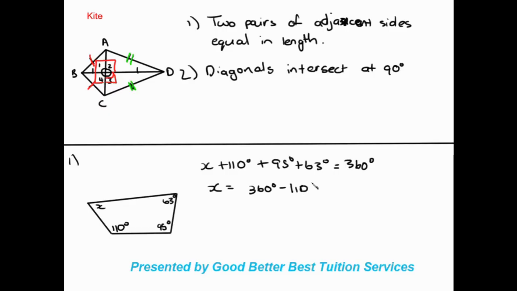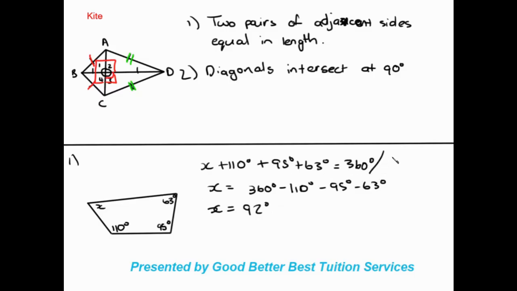Minus 110 degrees, minus 95 degrees, minus 63 degrees, which should give you a final answer for x of 92 degrees. So here in the first step, I gave my statement. Straight after that, I need to give my reason, okay?